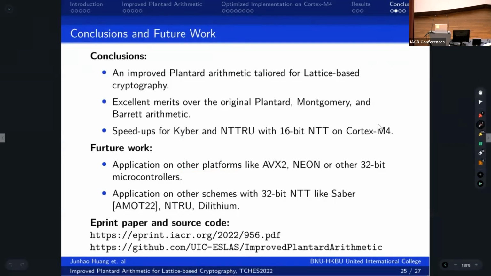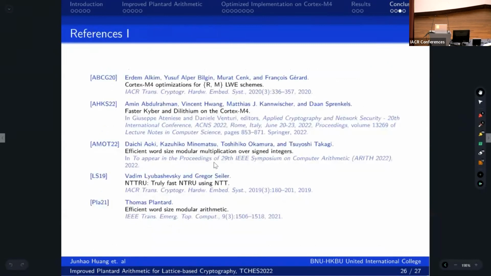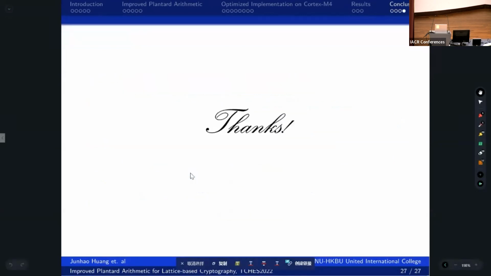And it should be noticed that Huang et al. present a similar and concurrent work in Asiacrypt 2022. They also present a similar signed version of Plantard arithmetic and apply their signed version arithmetic to Kyber on a 64-bit RISC-V platform, which clearly shows the potential application of the Plantard arithmetic on schemes with 32-bit NTT. And that would be all.